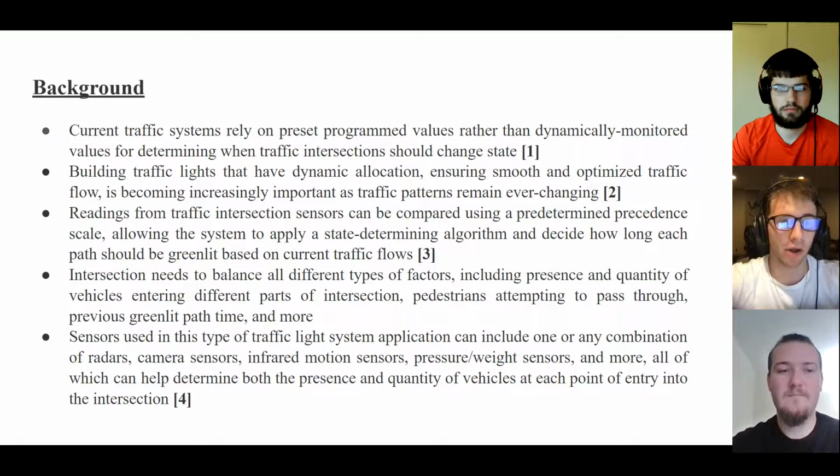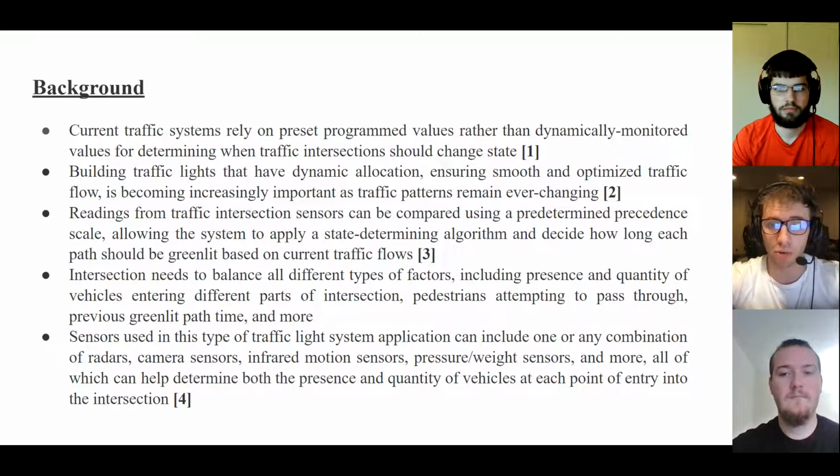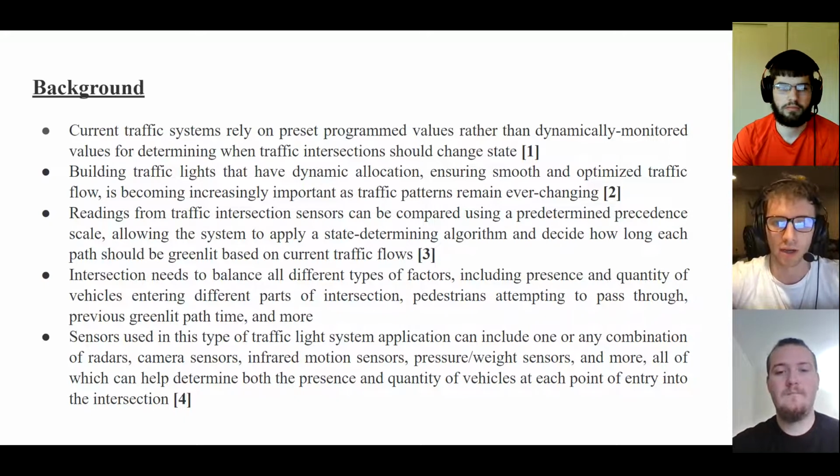Moving into a little bit of background information on our project, current traffic systems rely on preset, pre-programmed values rather than dynamically monitored values for determining when different traffic intersections should change state. Building traffic lights that have this dynamic allocation can help ensure smooth and optimized traffic flow, and this is becoming increasingly important as traffic patterns remain ever-changing.